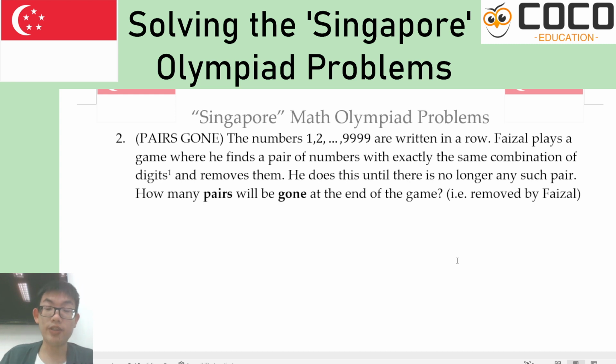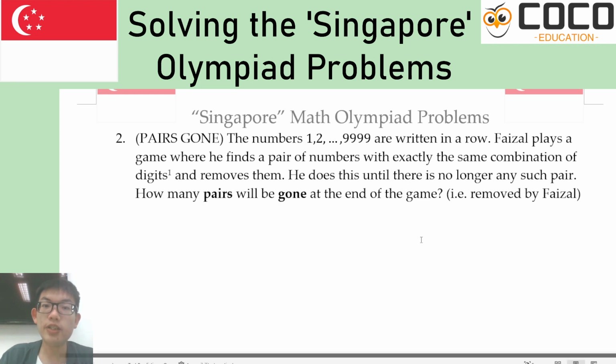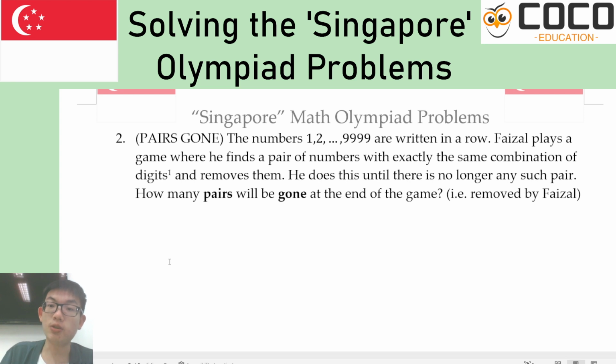So instead, what I've given you is the numbers 1 to 9999 written in a row, and whenever there's a pair of numbers with exactly the same combination of digits, Faisal can remove them. He does this until there is no longer any such pair. How many pairs will be gone at the end of the game? So how many pairs will be removed?